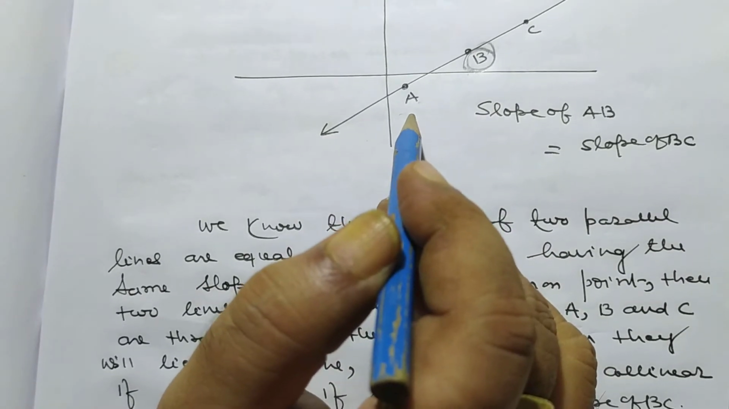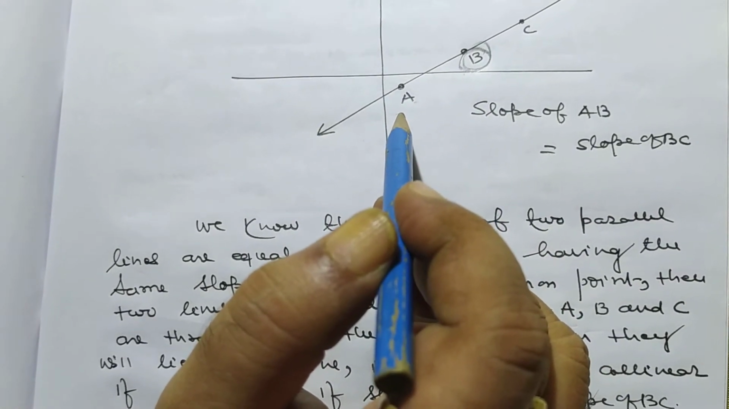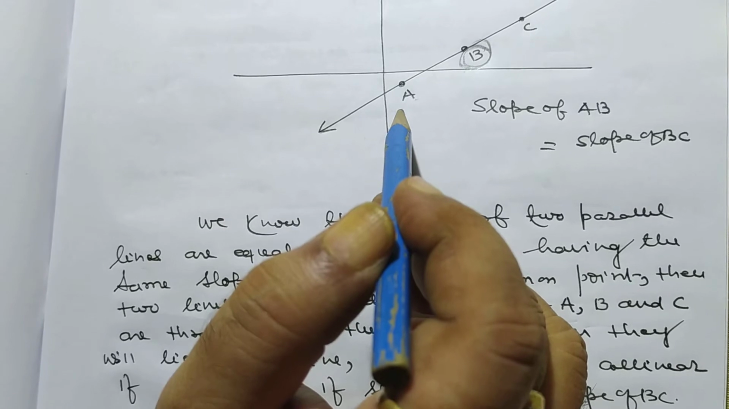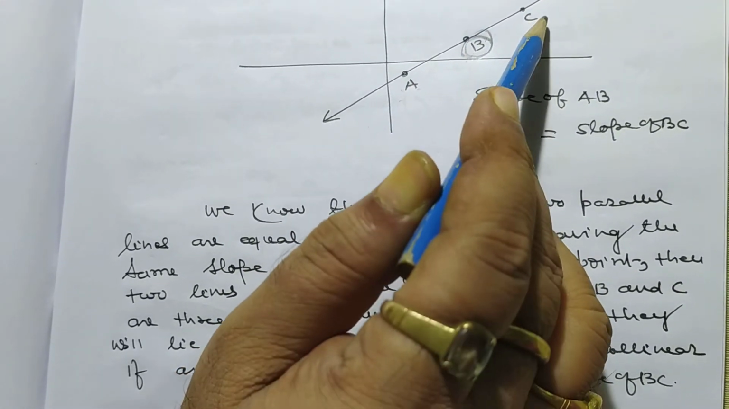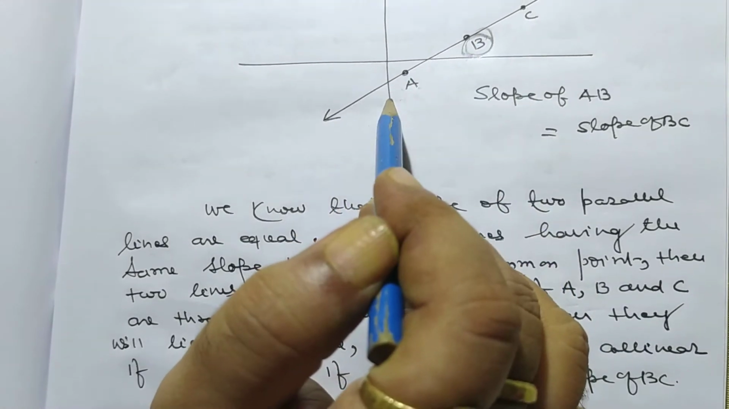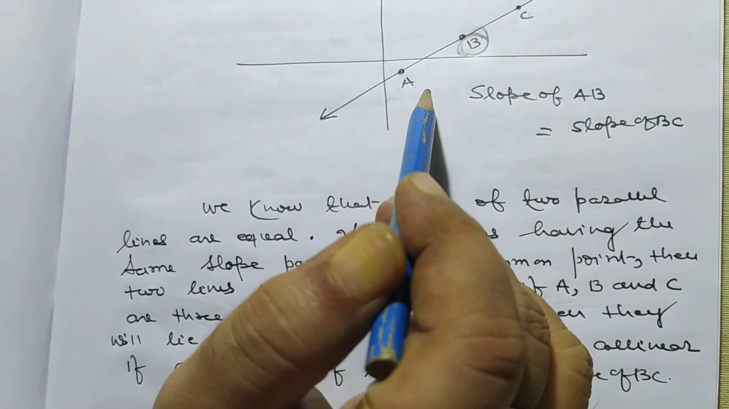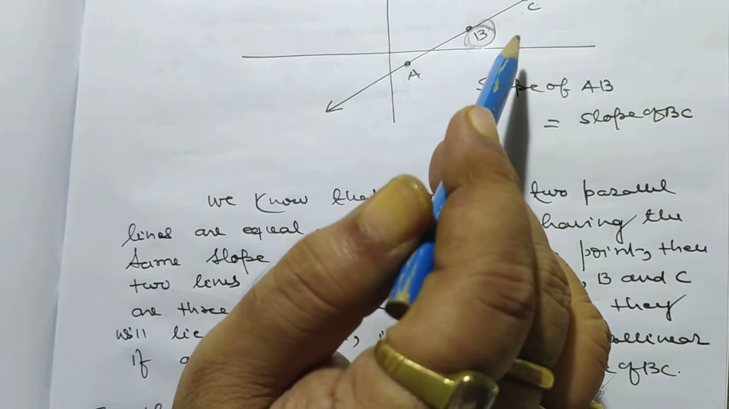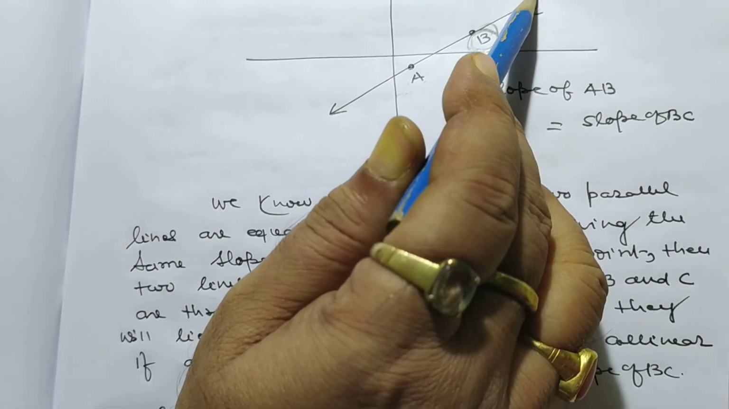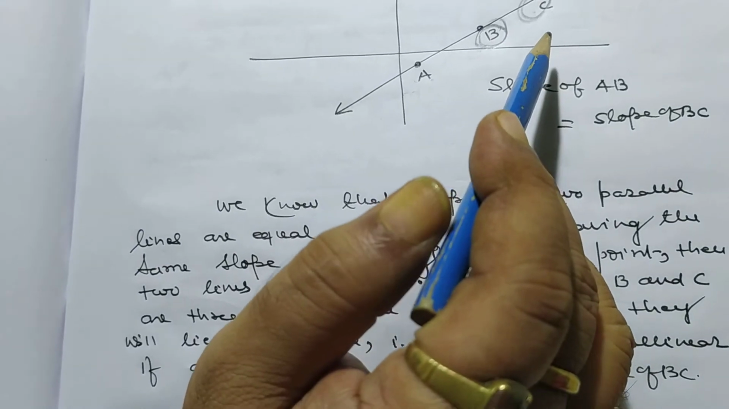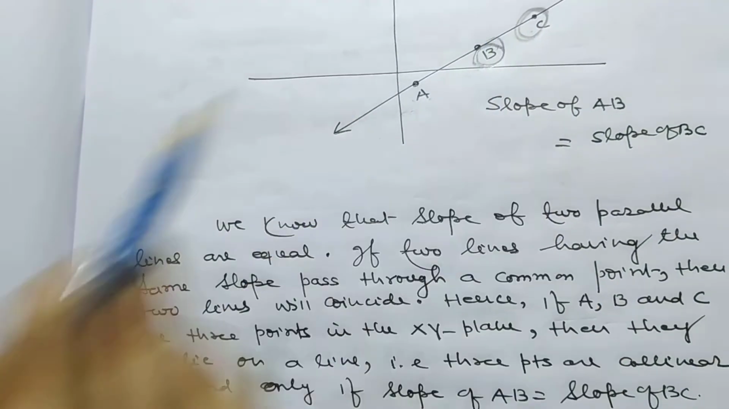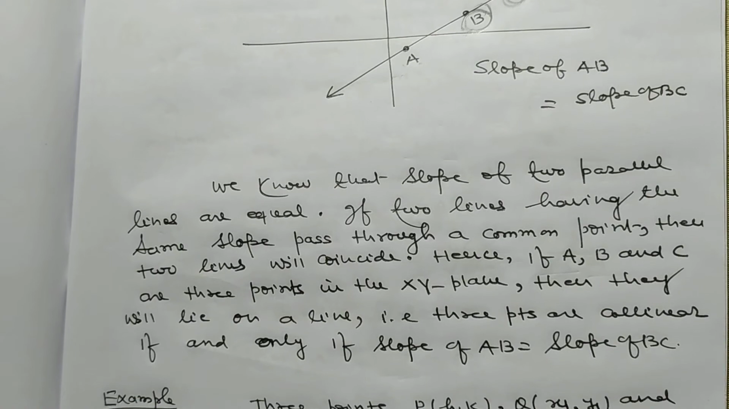We can also observe that. We can also prove it in this way. If we find the slope of AC and the slope of BC, and both are equal, then A, B, C are collinear, because both represent the same straight line and a point is common. A point must be common.